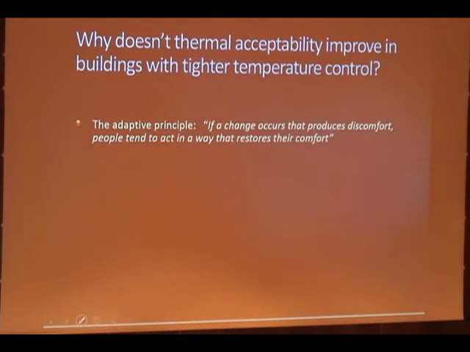So why doesn't thermal acceptability improve in buildings with tighter temperature controls? Well, I've mentioned it already, but the adaptive principle would seem to be a fairly logical explanation going on here. If there is something in the environment that causes discomfort, people will do something about it. They will act or behave in a way that will restore their thermal comfort.